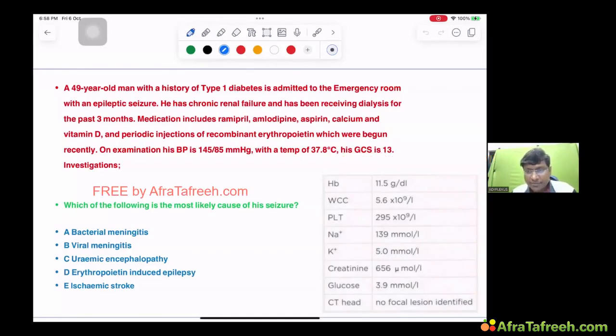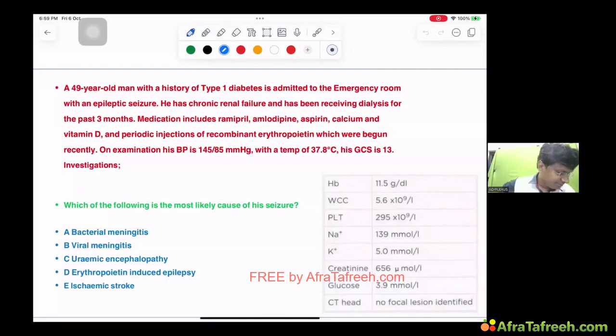Okay, now this patient is in front of you, having an epileptic attack. What is the drug of choice that you'll give in these patients?